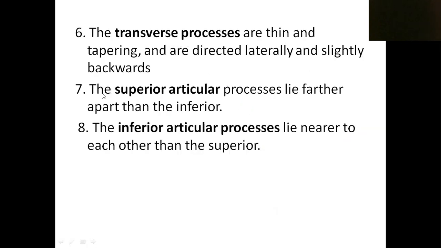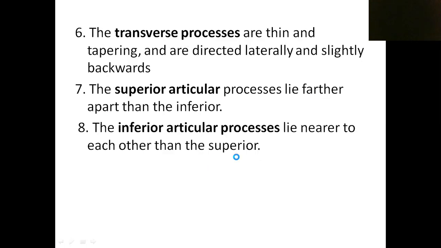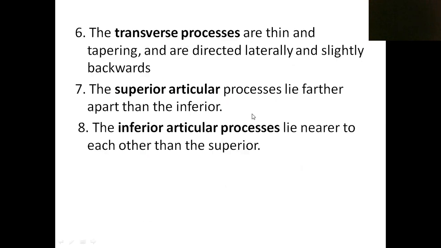Then the articular processes: the superior articular processes are widely separated, but the inferior articular processes lie near to each other. What is meant by that? See, these are the two superior articular processes. Compared with the inferior articular processes, they are separated. And the inferior articular processes are somewhat close together.